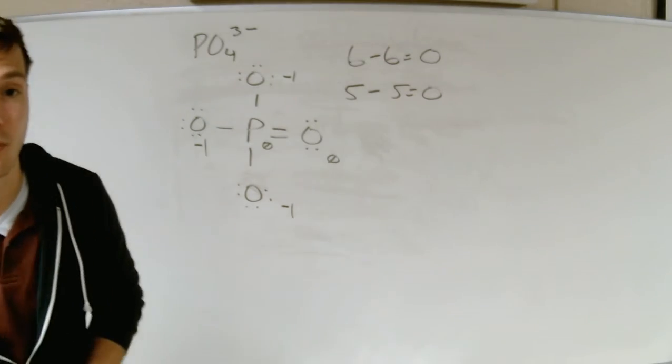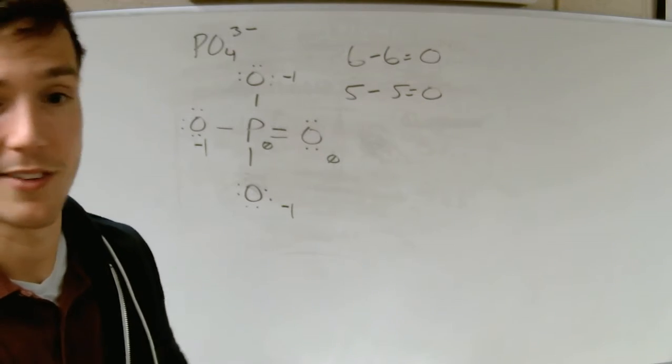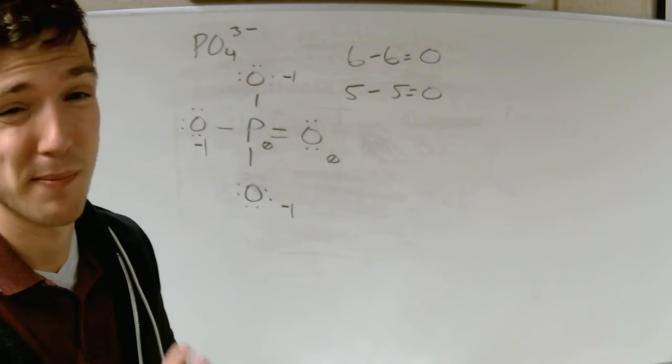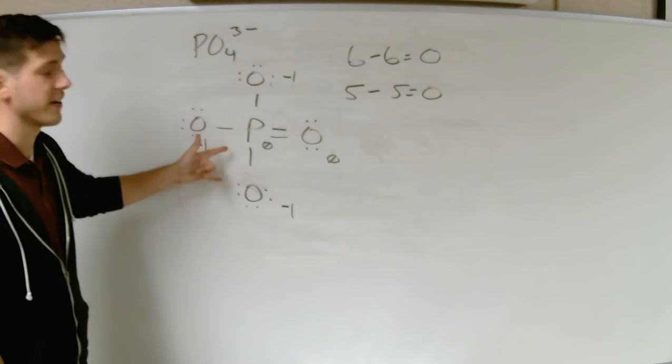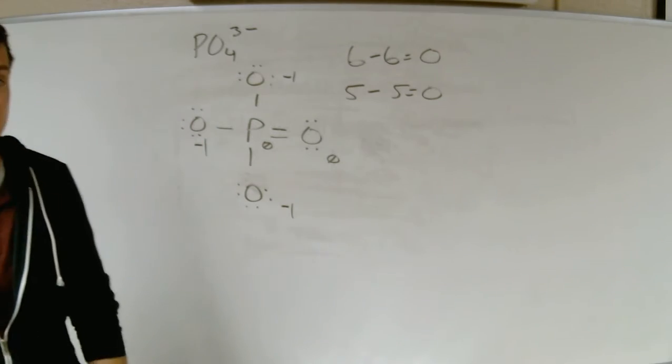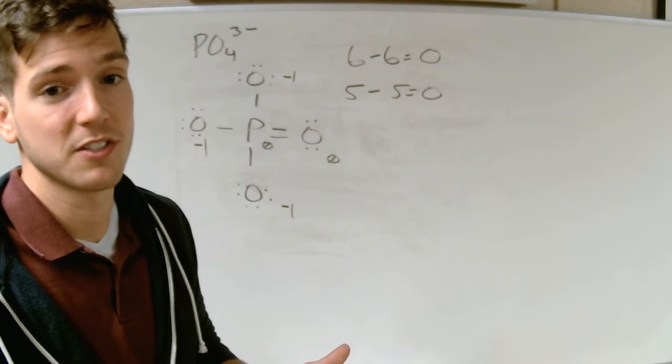Remember, the octet rule is out the window except for carbon, nitrogen, oxygen, fluorine, and chlorine. That's all I can guarantee you. Sulfur, maybe. But anything else is fair game, including phosphorus. So remember that when we are drawing Lewis structures. We're going to have to do this a lot.